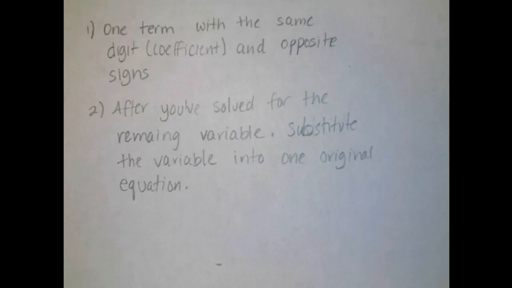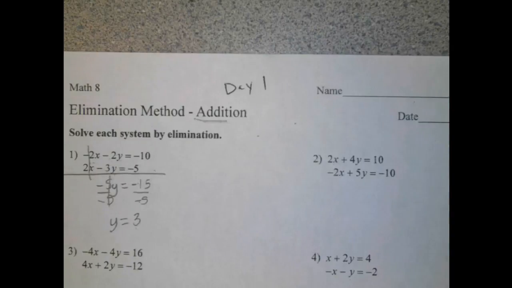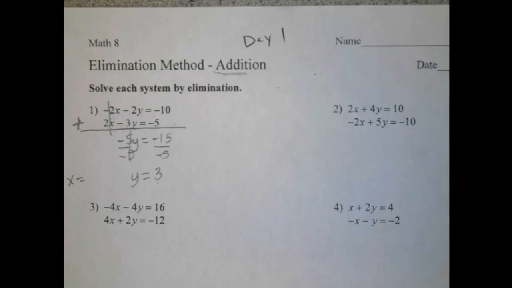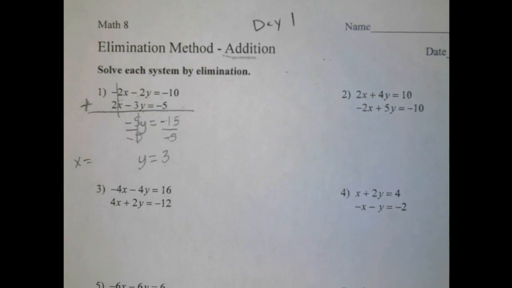My second step, once I've done that and eliminated a variable, because that's what you end up doing, you're going to solve for the other variable. So after you solve for the remaining variable, you're going to take that answer, that solution, and substitute it back into one of the original equations. All right? So let's go ahead and do that. Let's pick one. Which one do you want? Which one would you solve? Top or bottom equation? Bottom. Why bottom?